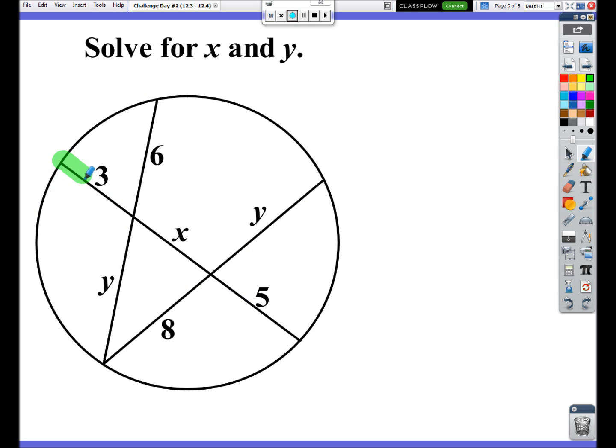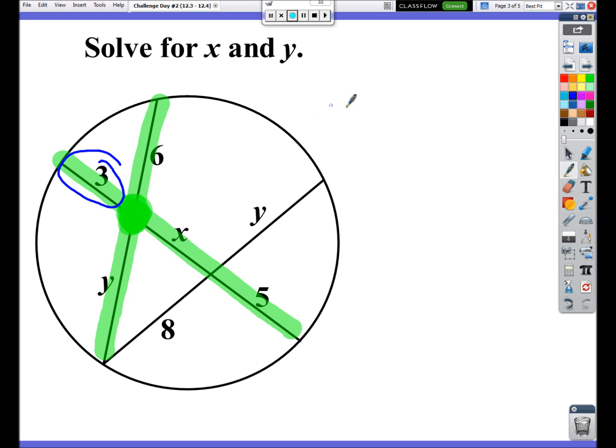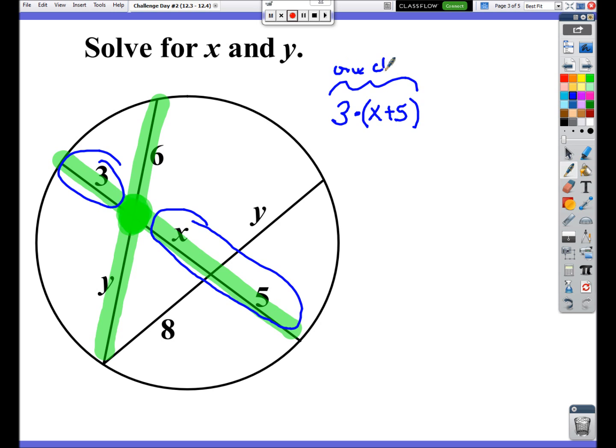So again, we're going to have to do this set of chords, and they both intersect each other at this point right here. And so we're going to be able to use the formulas that we discussed. We're going to take the inside part of one chord, so that would be this 3, times the rest of that chord. But the rest of that chord is made up of 2 parts, the X and the 5, that we have to add together. So we're going to have to put this in a quantity. So 3 is one inside part, X plus 5 is the other inside part. And again, that belongs to one chord.